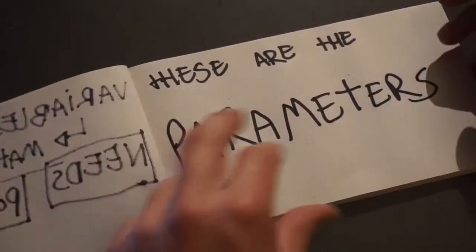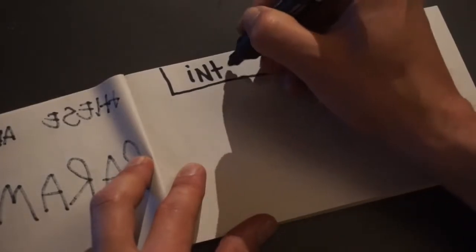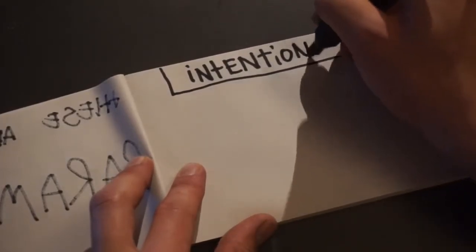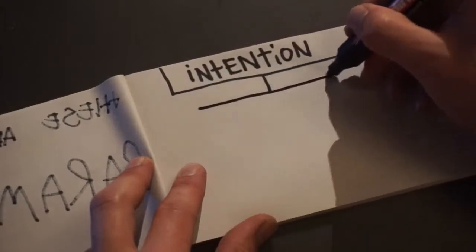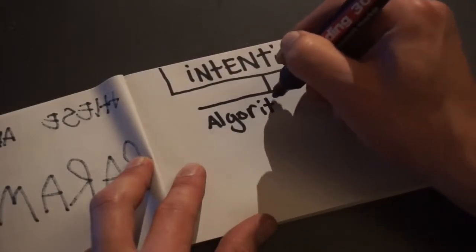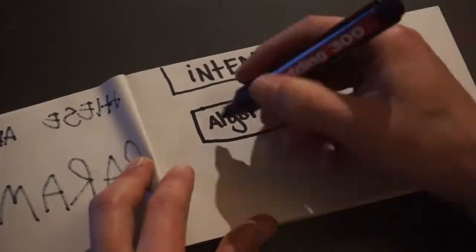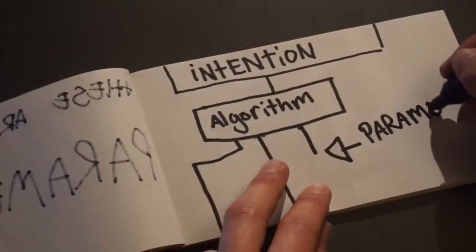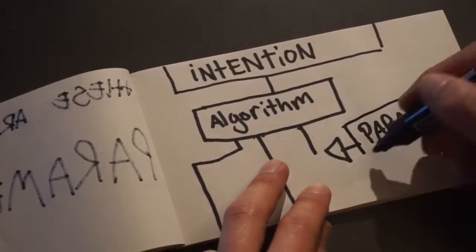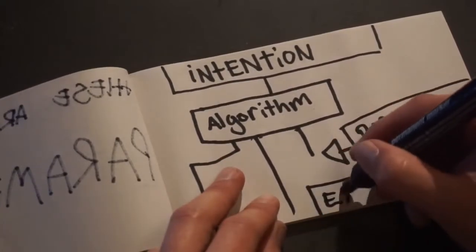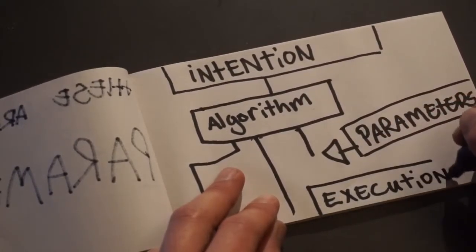When we try to put this idea in a diagram, it can look like this. The intention is the grander goal of an object that it's trying to achieve. The algorithm is trying to describe how we could achieve this goal, but yet remains abstract. Once we fill the parameters of needs and possibilities in the algorithm, we get one of the possible executions.